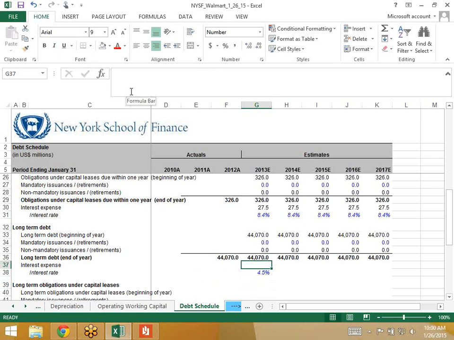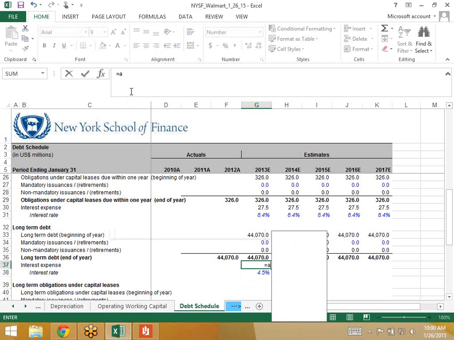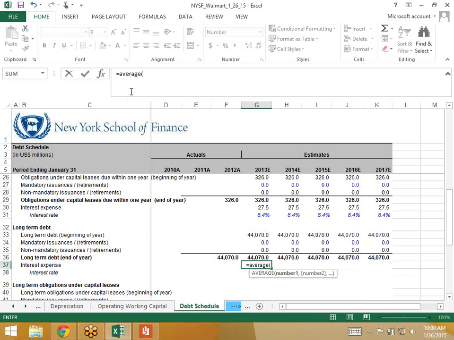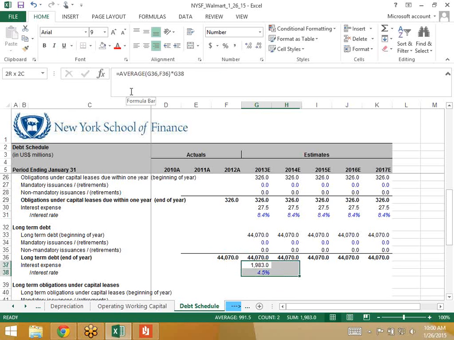So we're now going to back into what the implied interest expense is based on that 4.5%. So the average, open parentheses, this year, comma, last year, times the rate. And I can copy everything to the right. I can copy this 4.5% formula to the right because those hard codes are not going to change, or I could do H38 equals G38, either way.